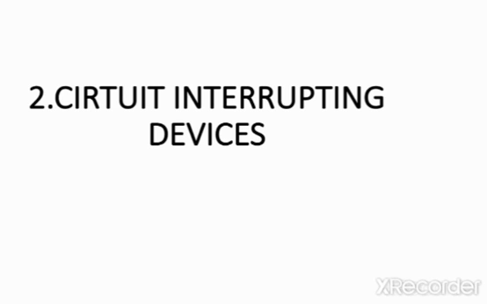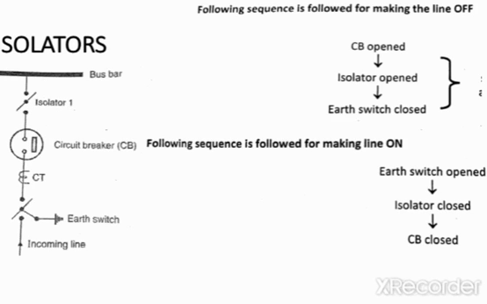The circuit interrupting devices are used to disconnect the faulty part from the system, or they can also be used for repair or maintenance of the power system. The first device is the isolator. An isolator is a switch which is connected on both sides of the circuit breaker. As you can see here, the circuit breaker is connected between isolator number 1 and isolator number 2.